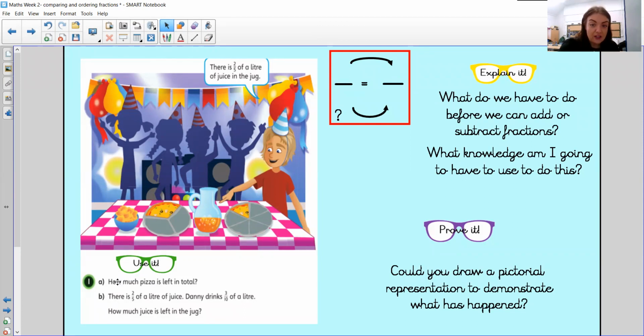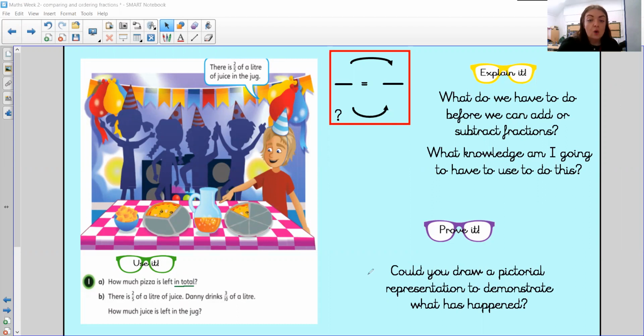Okay, so this first question here, we are going to be looking at the pizza. So what fraction of pizza is left there? And how much pizza is left in total? That key word there, in total, is giving you a big clue about what you need to do. And then once you've had a go at that, I want you to think about what you're going to have to do before you are able to add or subtract those fractions, and what knowledge you are going to have to use.